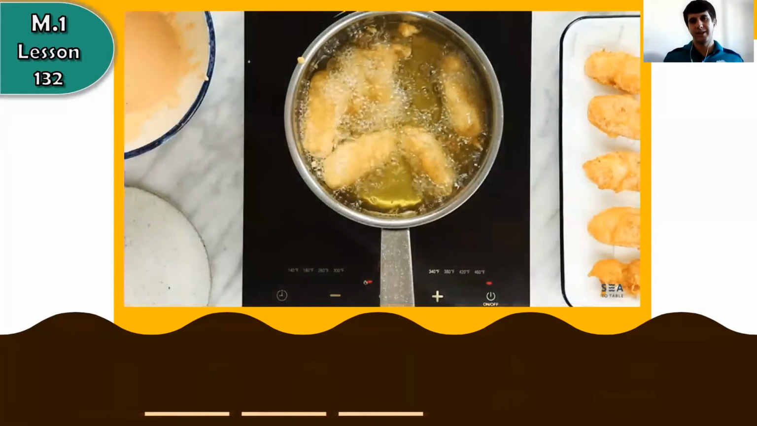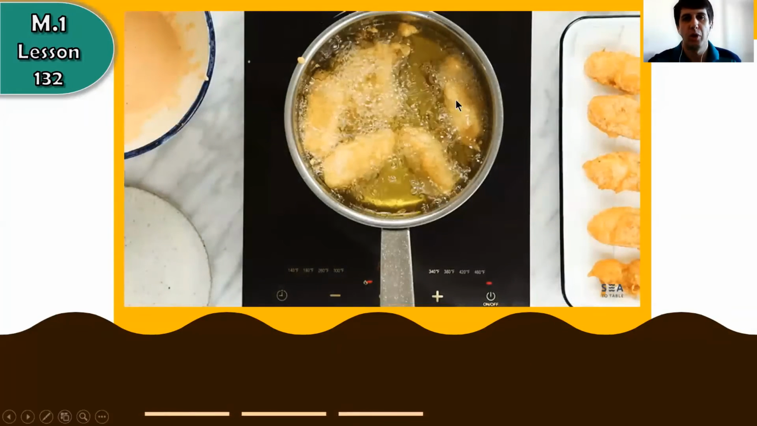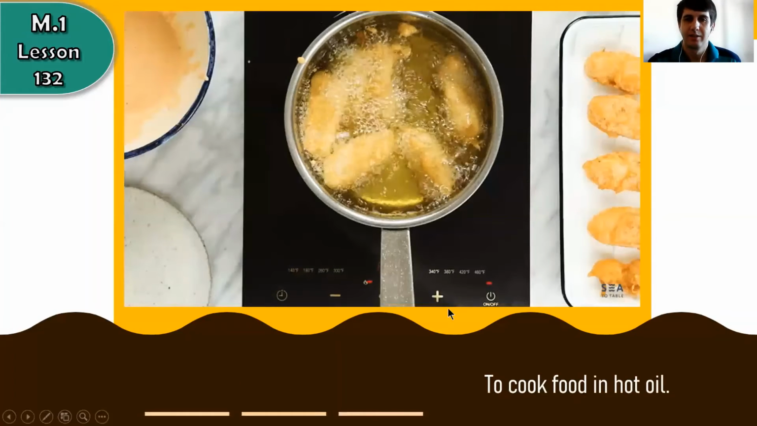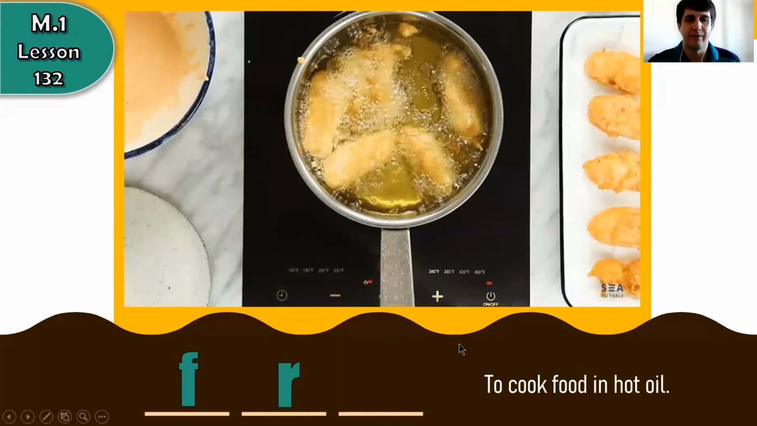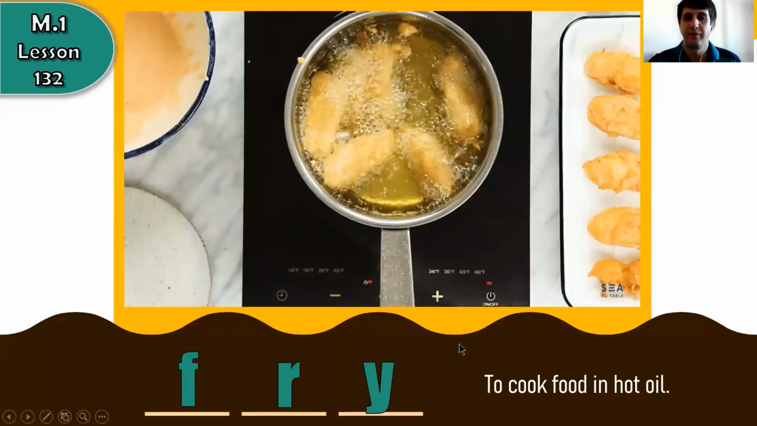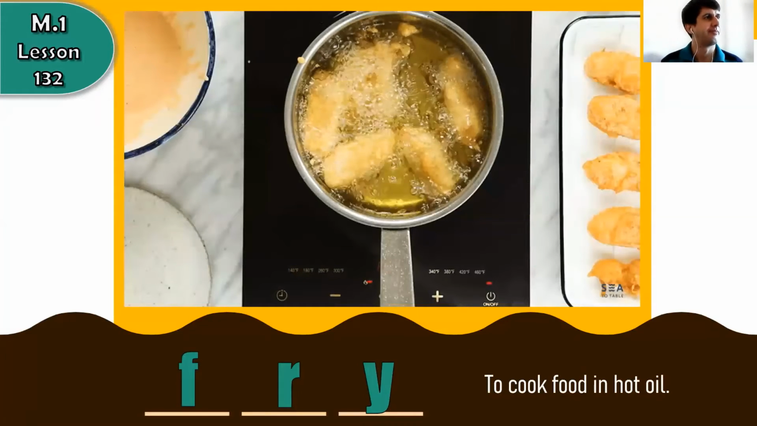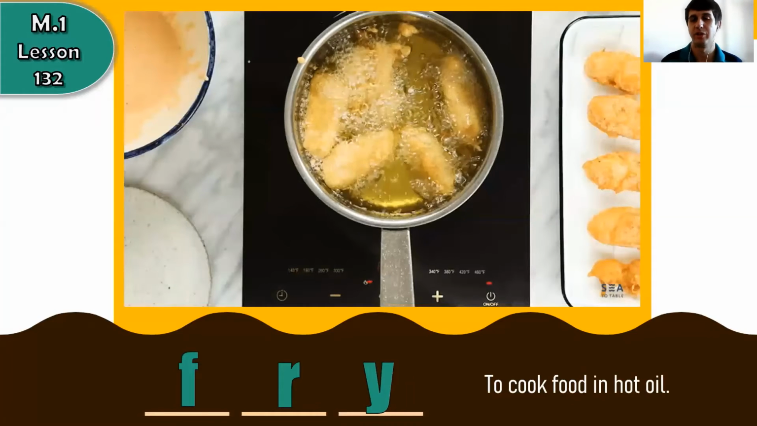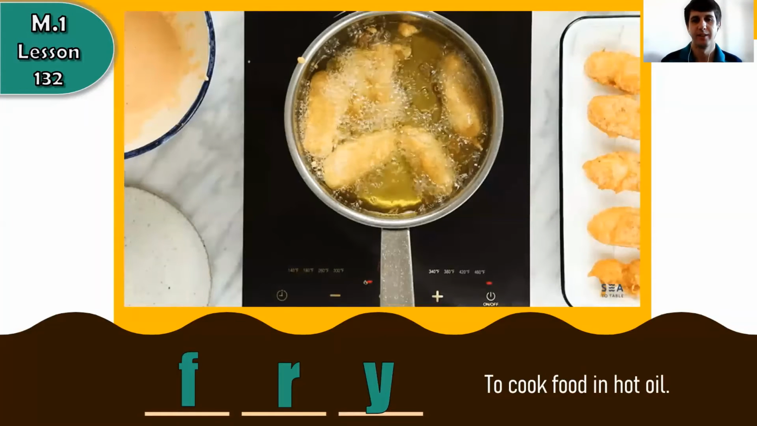This is another way to cook things. So we've had boil, we've had grill. Now this one is using lots of oil, only 3 letters. To cook food in hot oil, we call this fry, F-R-Y, fry. Can you think of some food that is fried? French fries, for example, or chips if they come with fish and chips. And also the fish is fried. Okay, fry.